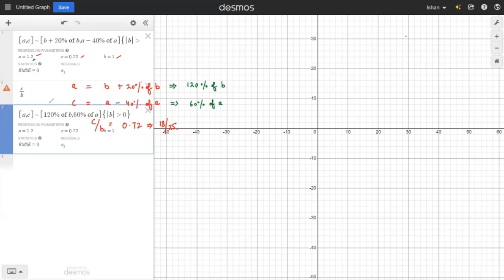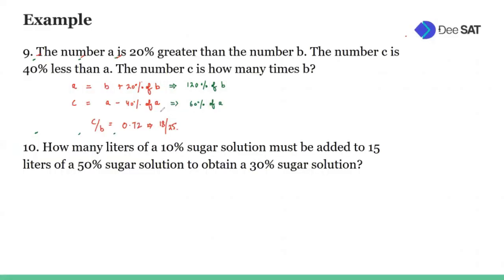So A is 1.2, this is also same. C is 0.72, this is also 0.72, B is 1, this is B1. So same results we can get. So 18 by 25, 18 by 25 is the correct answer, or 0.72 is the correct answer to this particular question.